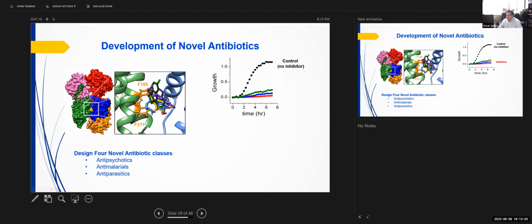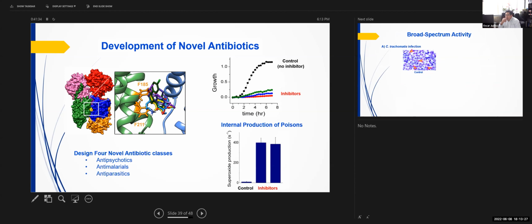And what I'm showing you here, I don't want to bore you with all the scientific details, but if we were to see the growth of the bacteria with no inhibitor, we're going to see this black line. The bacteria is going to grow. But if we expose them to these new inhibitors, basically the bacteria stop growing, which is the definition of an antibiotic. Not only are they going to stop growing, because we're shutting down the engine of the cell, but also these cells exposed to the inhibitors are going to be producing poisons internally, and these poisons will also kill the cell.